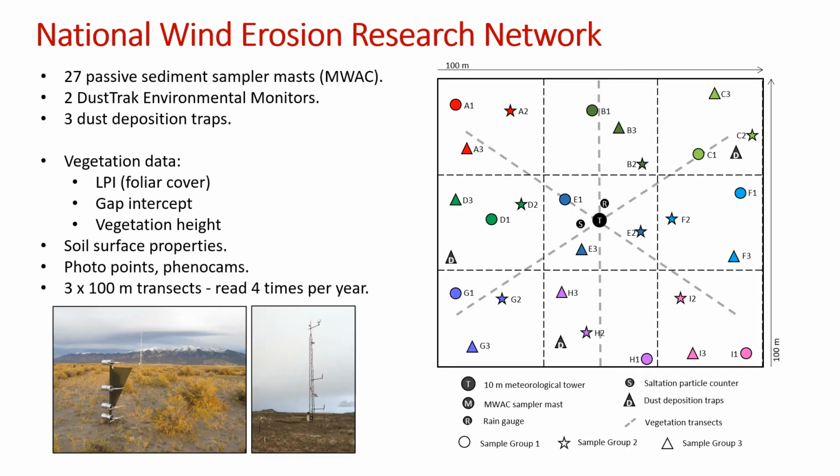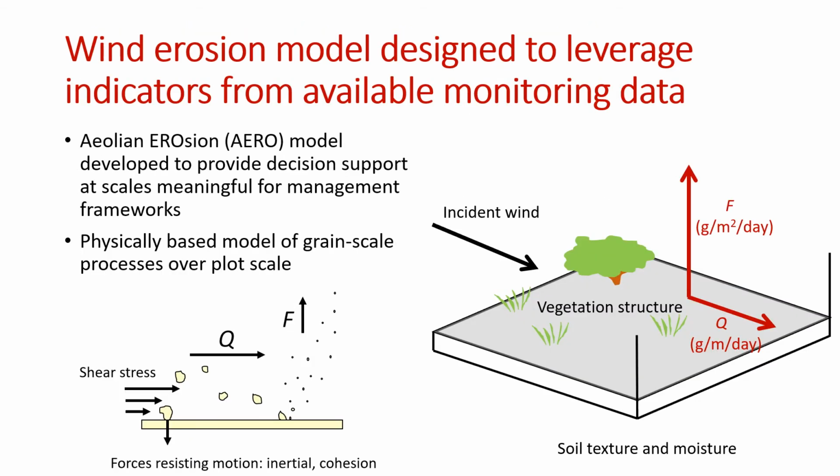The National Wind Erosion Research Network was established to provide standardized monitoring of wind erosion trends, both spatial and temporal, and provides data necessary to calibrate tools to leverage AIM and NRI data to assess wind erosion in a management context. The Aero wind erosion model is a physically based model that operates at the plot scale that was designed to leverage the indicators available from AIM and NRI data.